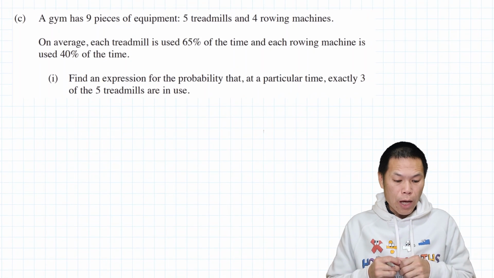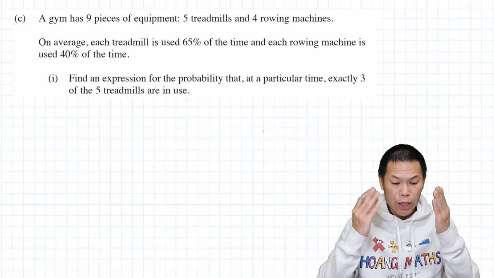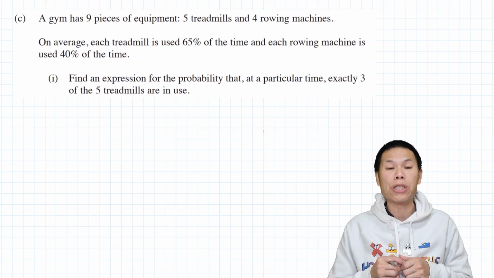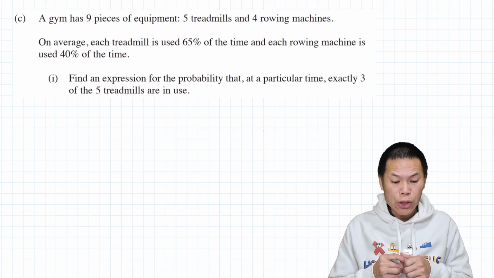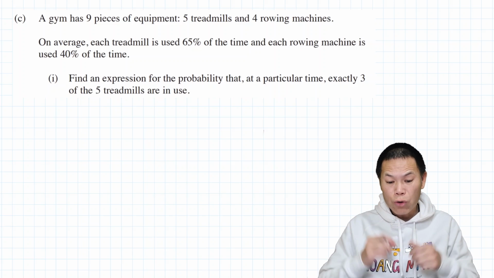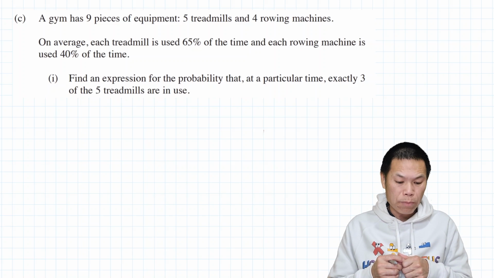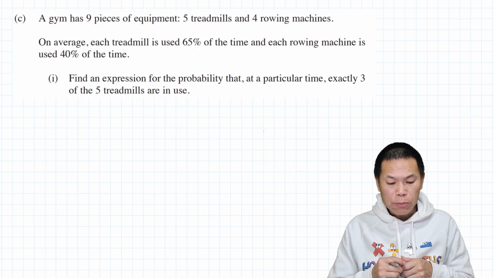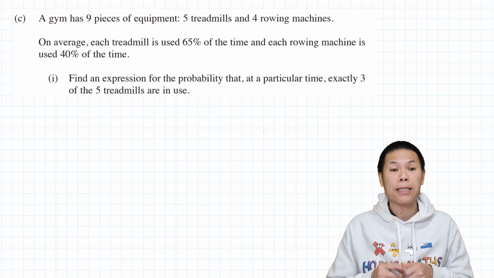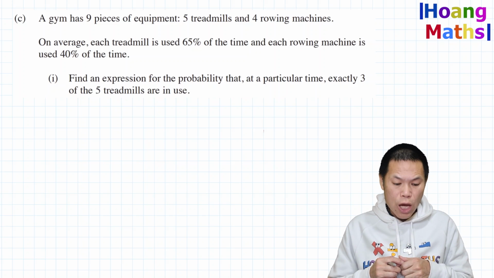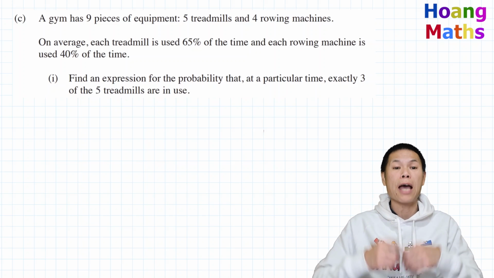Part C. A gym has 9 pieces of equipment, 5 treadmills and 4 rowing machines. On an average, each treadmill is used 65% of the time, and each rowing machine is used 40% of the time. Part I. Find an expression for the probability that at a particular time, exactly 3 of the 5 treadmills are in use.